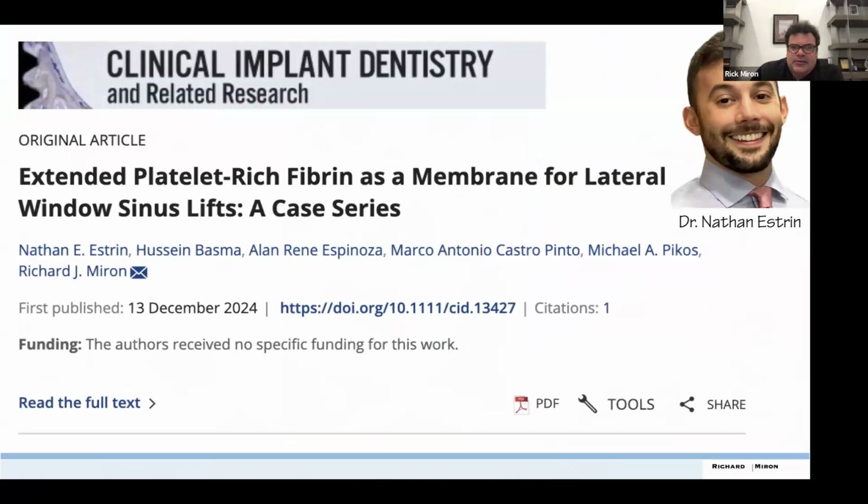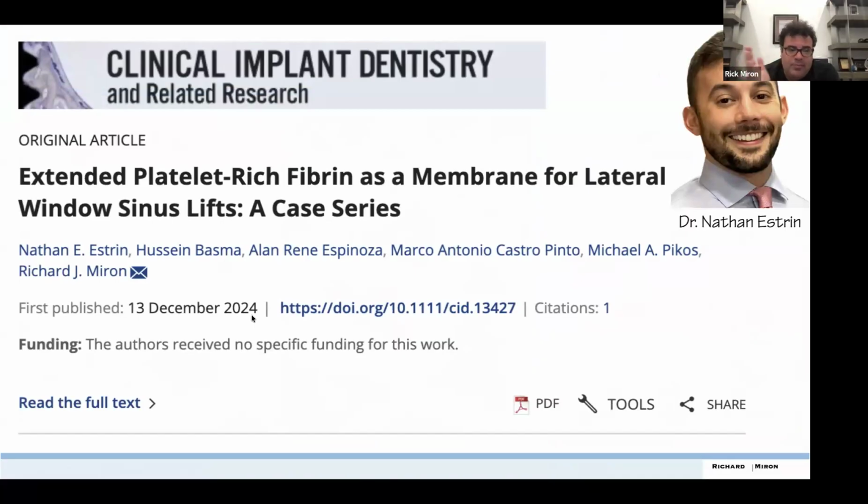And of course, Dr. Estrin has published some great articles on using the extended PureF for lateral window closure. I mean, we've been doing this a long time. This paper was published here in 2024. The cases were done in 2023. This is technology that is not new. We've been doing this for 5, 6 years.